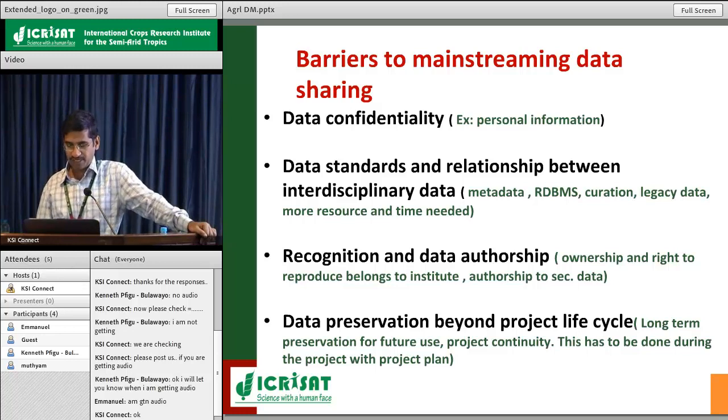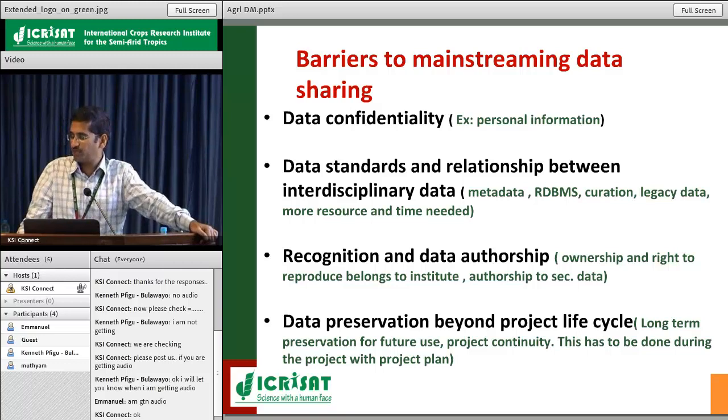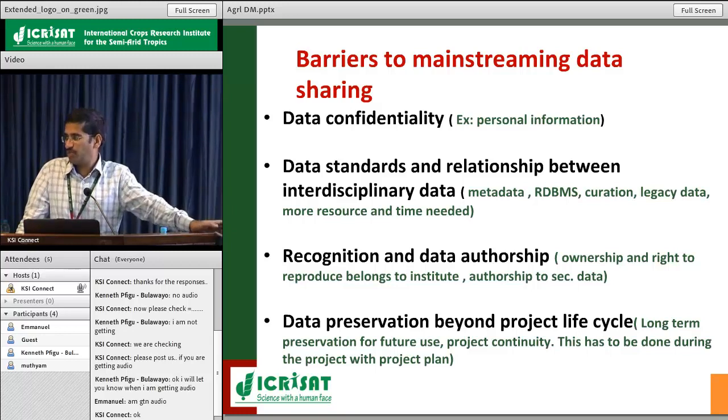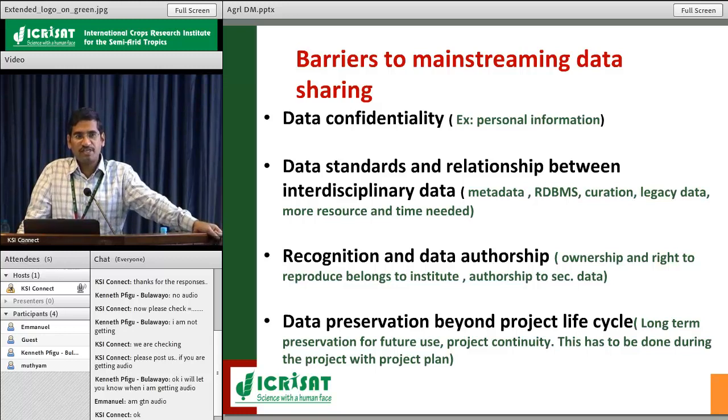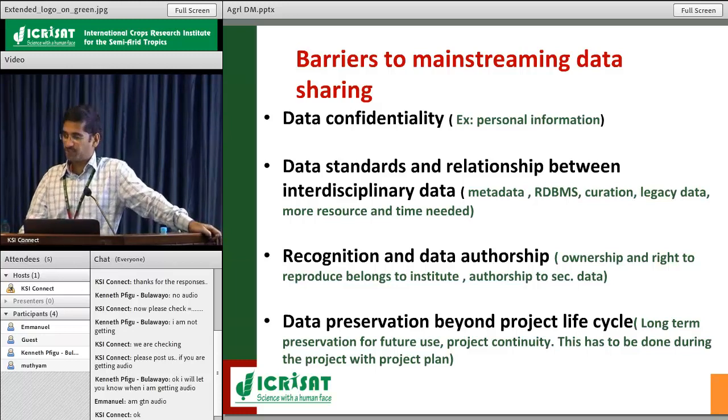And recognition and data authorship. What if you share your data with the global community? What recognition do you get out of your effort of data sharing, apart from your regular research work? You are busy with your regular research work. When you think about open data, you need to put more effort into data curation, metadata standards, and other things that may consume your valuable time out of your research activity. Then what is the advantage, the recognition you get?